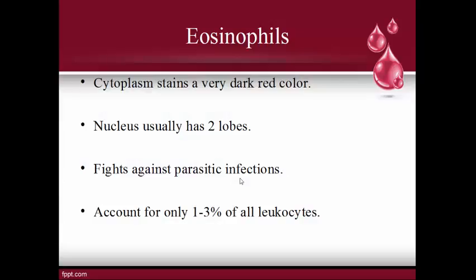Eosinophils. What is unique about these, when a blood sample is stained and put on a slide, these show up very, very dark red. One of the 2 blood cells we'll talk about that are given away by its color. So eosinophils stain a very dark red, almost like a brick red. Nucleus usually has only 2 lobes, and these will fight against parasitic infections. Now, these are not very common. These are less than 3% of all white blood cells.